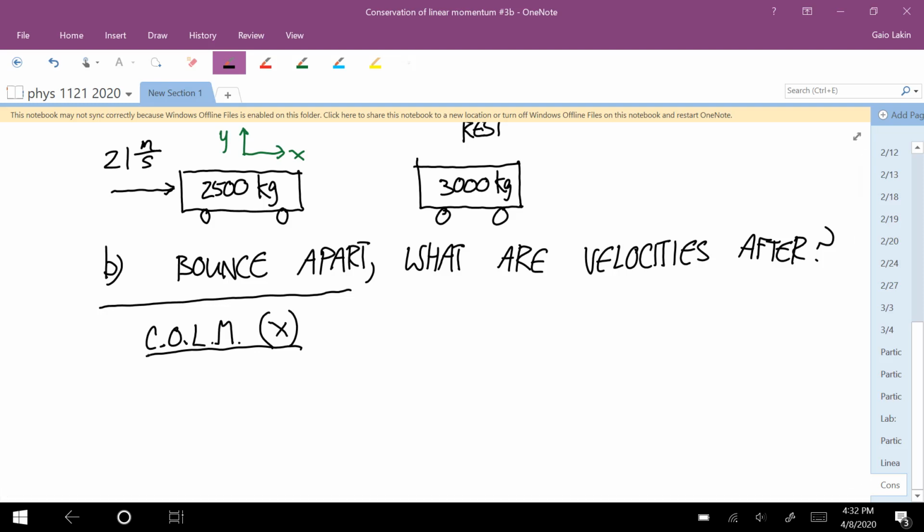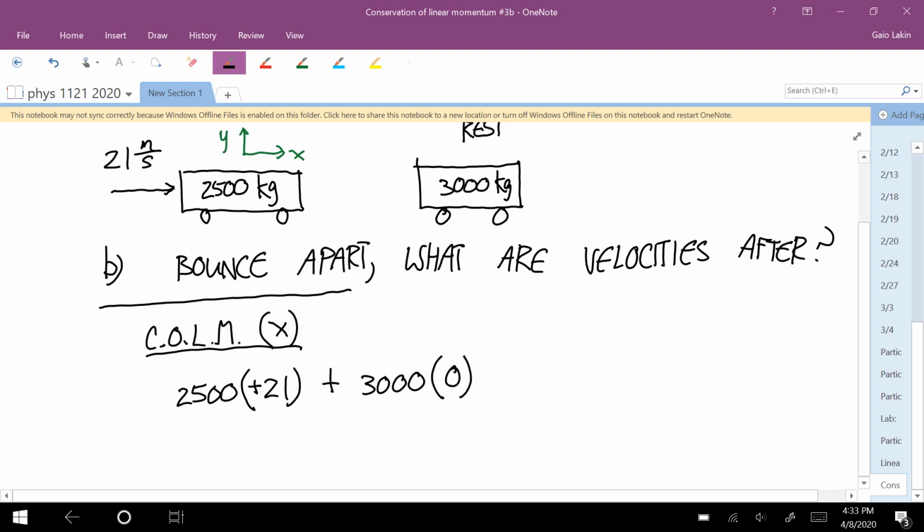Okay, so before the collision, we have a mass of 2,500 and a velocity of 21 in the positive x direction. So that's a positive 21, plus a mass of 3,000 times a velocity of 0 because it's at rest. And after the collision, the masses don't change. So we still have the 2,500, and that has some velocity v1. And the second one has some velocity v2.